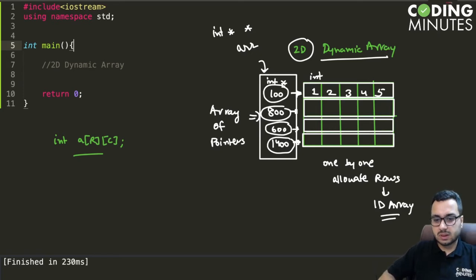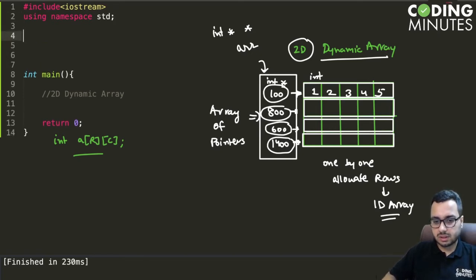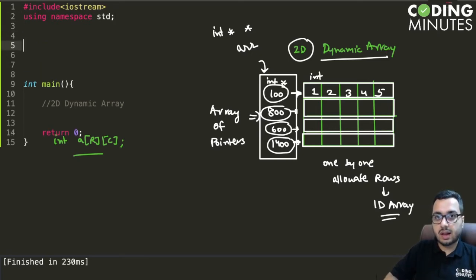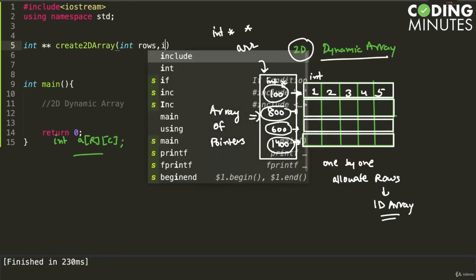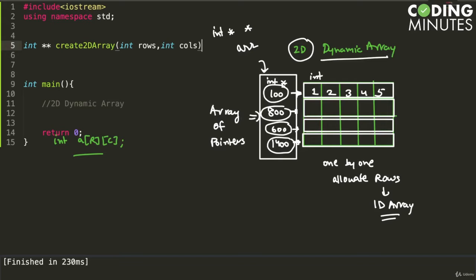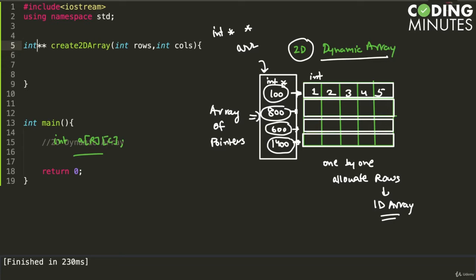Now this may sound confusing, so let us create a function that creates this array and returns the address of this particular array. Okay, so now let me show it to you. So I'll say int star star, let's say create 2D array. Let's say this is a function. This accepts the number of rows and the number of columns, and since it is a dynamic array, we can return the array from this method. It will not get destroyed even if we create this array inside of a particular function.